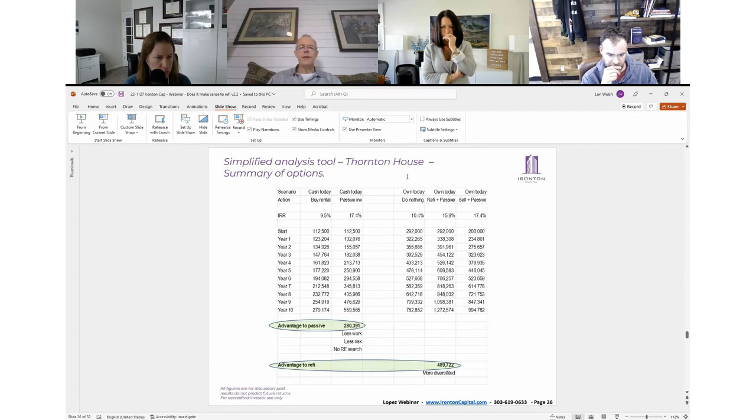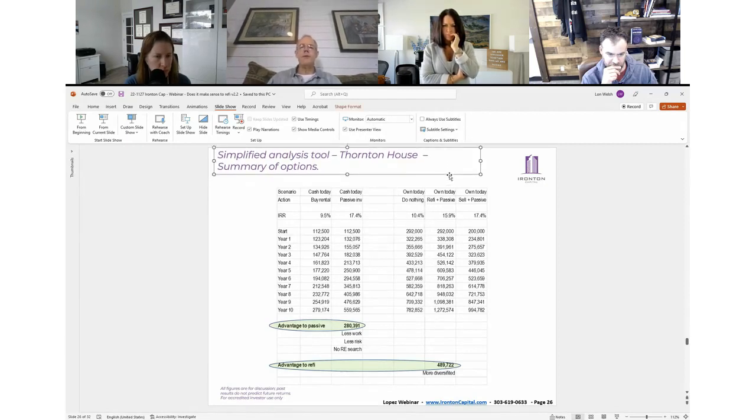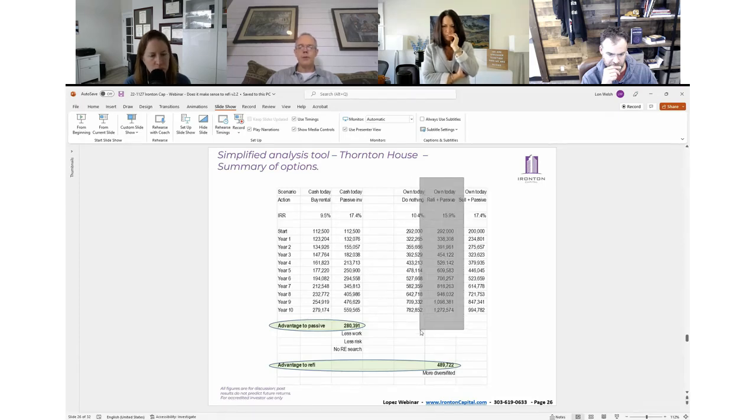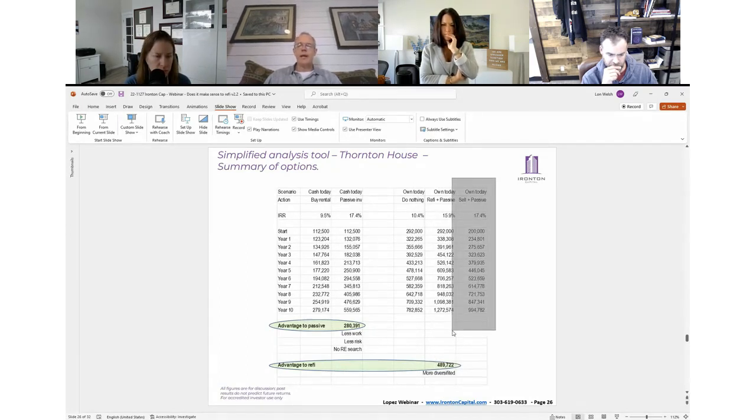If we do nothing, my $290,000 of equity will grow to $780,000. So it's going to more than double in the next 10 years. If I refinance it, my equity will grow to $1.2 million, which is just about $500,000 better. Or I could sell it, pay the capital gains and invest, and my equity will grow to about $1 million.